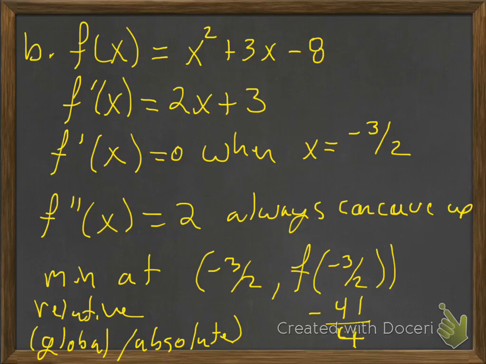Okay. So again, take the derivative, set it equal to 0, and then you'll find a couple of numbers, maybe just one, like negative 3/2, and then plug it into your second derivative. Is it positive or is it negative?